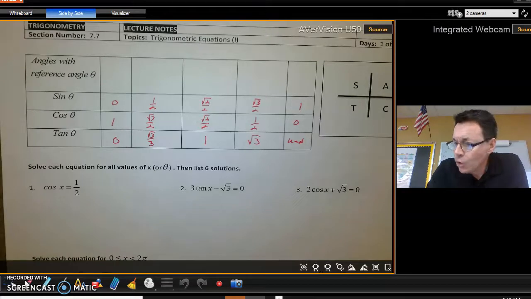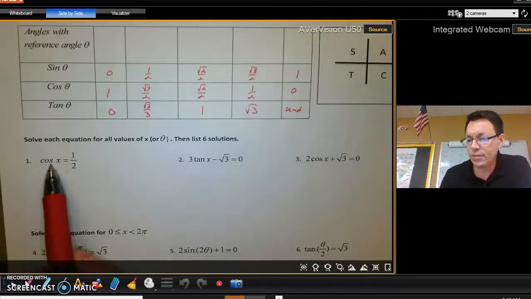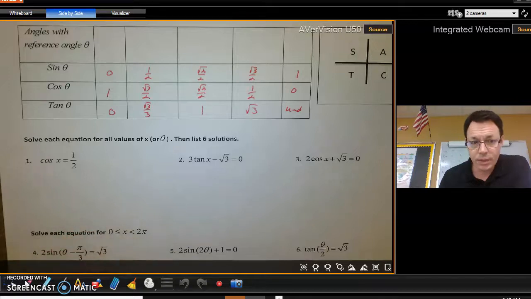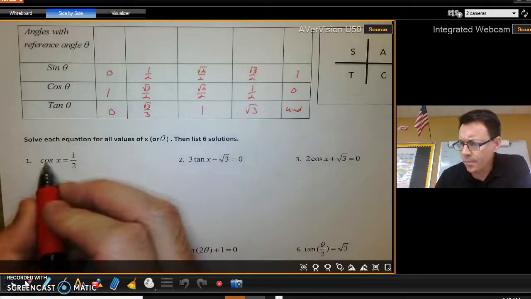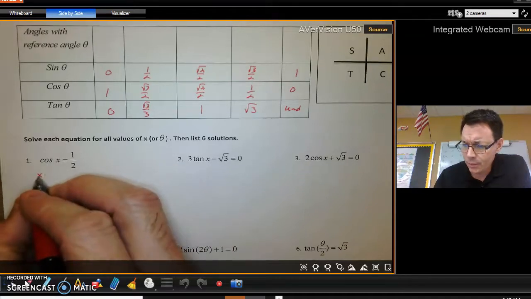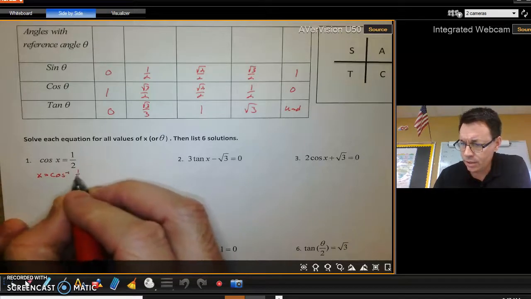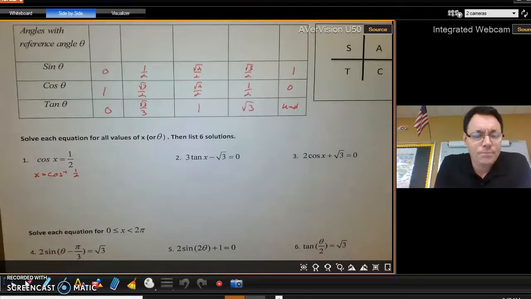Now, what we're going to be doing is solving equations. So you're going to be given a problem like this down here. So the cosine of x equals 1/2. So we want to solve for x. We want to figure out what x equals. So in this case, I could move the cosine to the other side. That would become x equals the inverse cosine of 1/2. Okay? And then we need to figure out what is the angle that has a cosine value of 1/2.